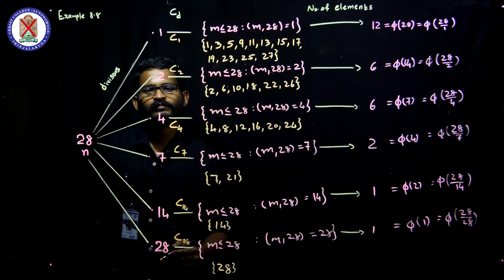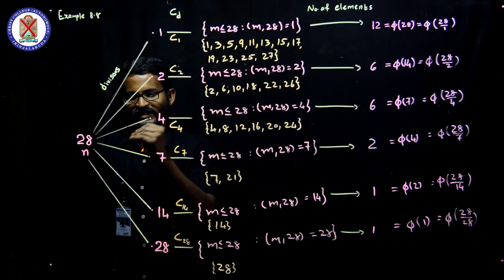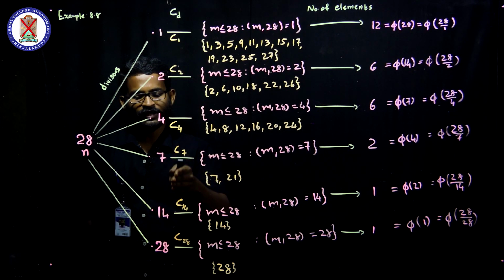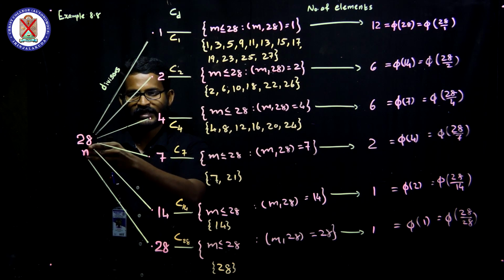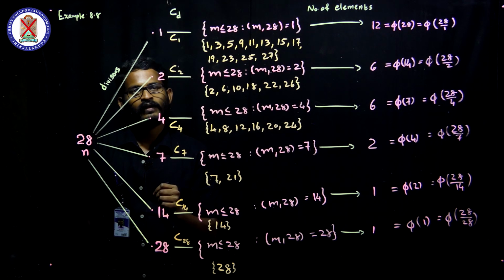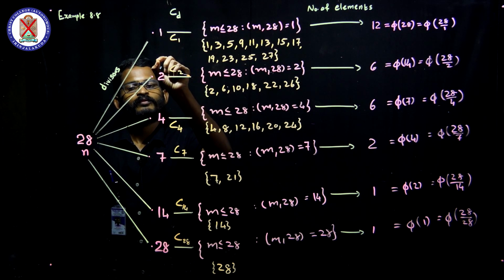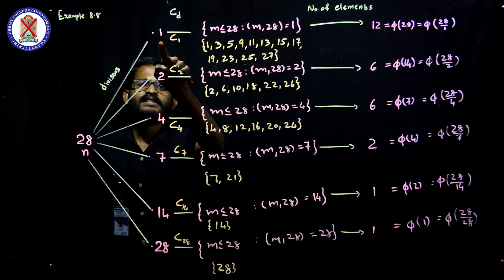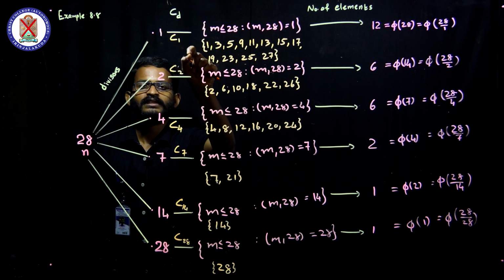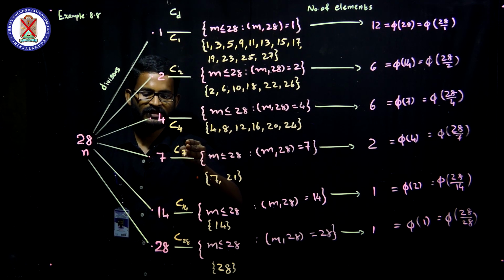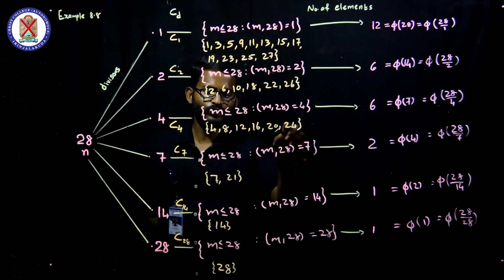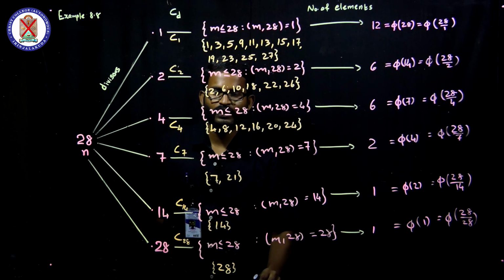That is, I first consider a positive integer n, then I consider all the positive divisors of n, that is n equal to 28, or the positive divisors of 28, and corresponding to each divisor I define a class, say C1, C2, C4, C7, C14 and C28, and these are the elements of those classes.